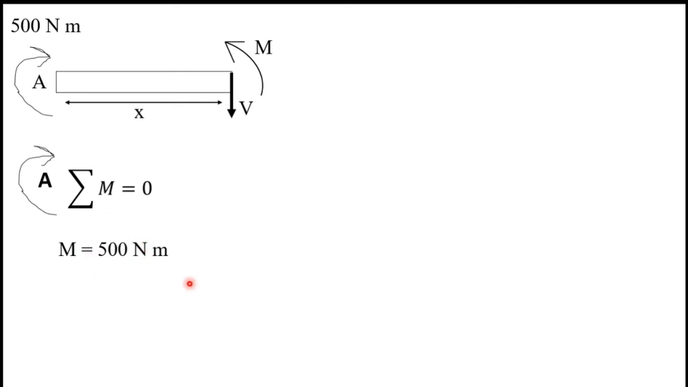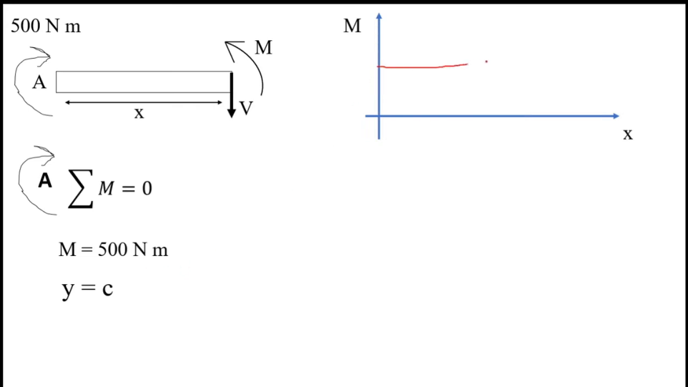It's very simple. It's like y equals c. So I will show you how we draw the bending moment diagram for this simple equation. This bending moment diagram will be like this. It's a horizontal straight line and this value will be 500 Newton meters. This is the bending moment diagram.